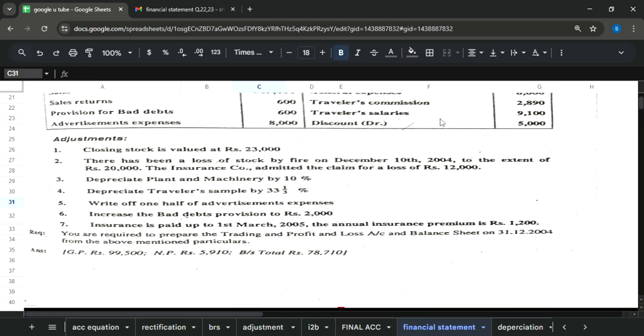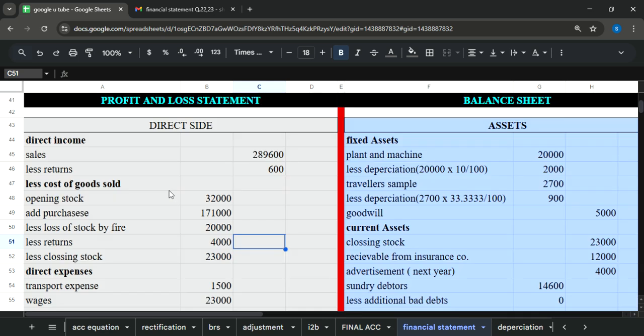Okay guys, this was the last element which we were supposed to write. That means all elements of, you may call it, a dummy trial balance, every element present over here has been entered. All adjustments are entered with their dual effect. So we are now ready to start our calculations.